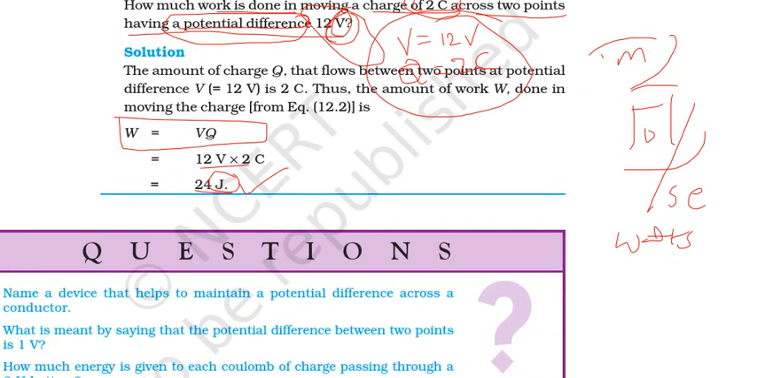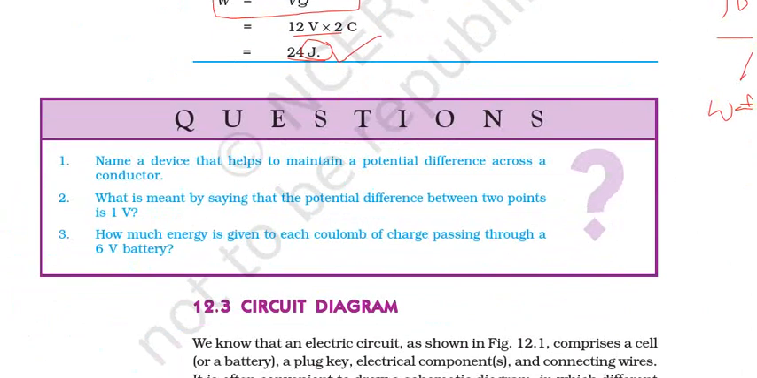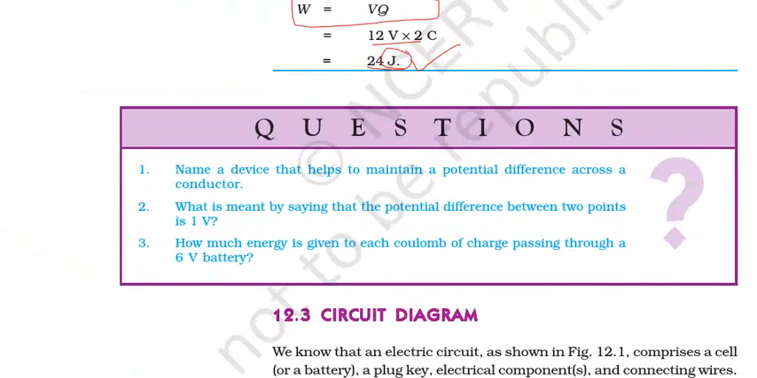Now see, try to give the answer for these questions. Name a device that helps to maintain potential difference across the conductor. What is the device name? That's the question. Now the second one: what is meant by saying that the potential difference between 2 points is 1 volt?